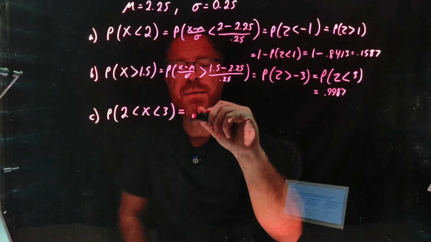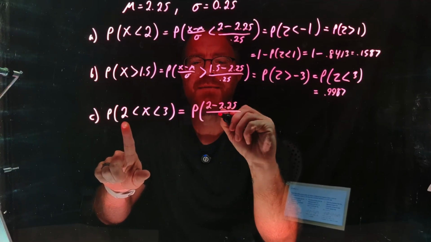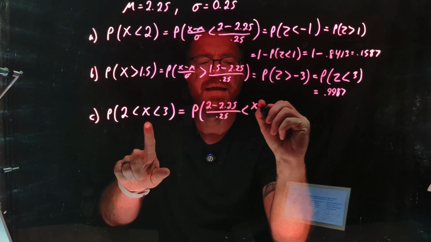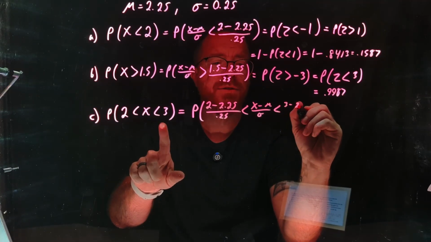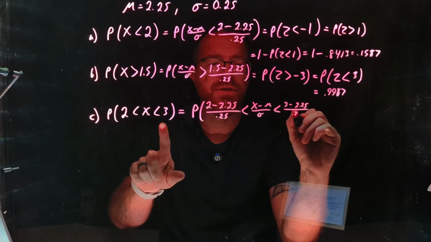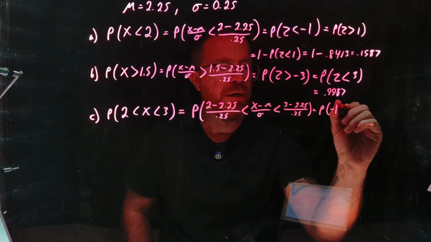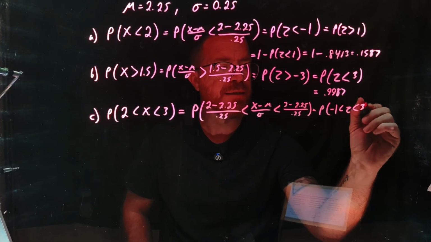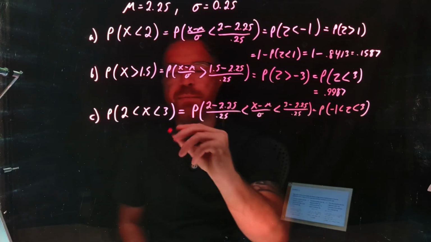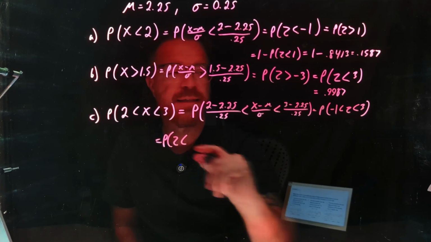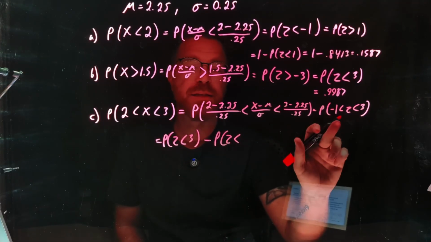So this is going to be the probability that (2 minus 2.25) divided by 0.25 is less than (x minus mu) over sigma is less than (3 minus 2.25) divided by 0.25, which is equal to the probability that -1 is less than z is less than positive 3. We're going to use the case where, when we have the probability of z between two values, we split it by taking the probability that z is less than the larger value, 3, minus the probability that z is less than the smaller value, -1.